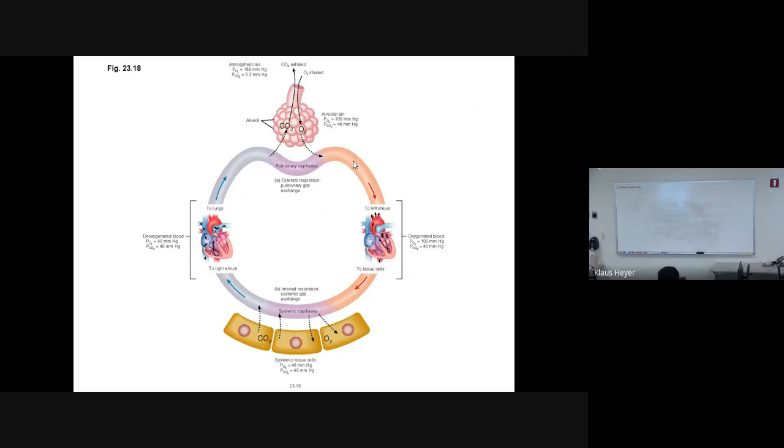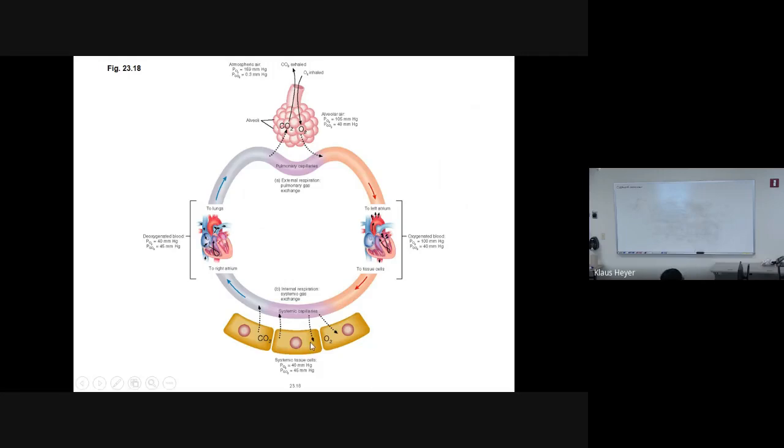Carbon dioxide is not as dramatic of a swing, right? If you look at the numbers for carbon dioxide, it's probably hard to see, but it's 40 and 45. So just remember, carbon dioxide is going to be higher in the cell than in your lungs. You want to get carbon dioxide out of your cells, get it to your lungs, and then breathe the carbon dioxide out of your body. Carbon dioxide is always higher at the source.